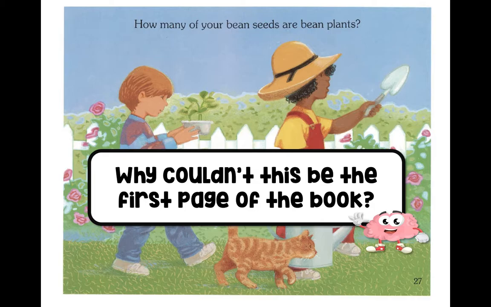Yeah, that would make no sense, right? Because what did we have to do on all the pages before this one? Yeah, we had to plant the bean seeds. We had to learn about them, plant them, watch them grow. So we couldn't start with how many of your bean seeds are bean plants, because if this was the first page of the book, we wouldn't have had bean plants yet, right? Good job.